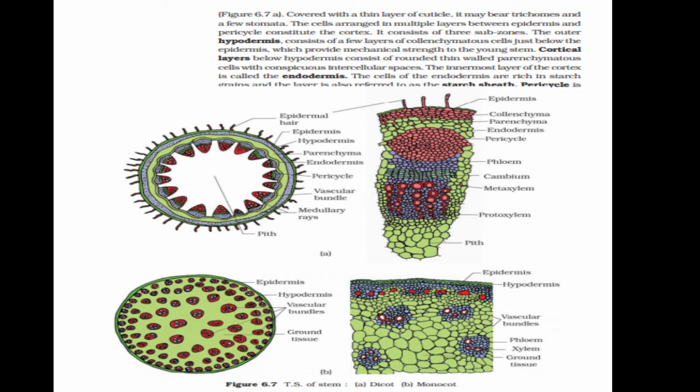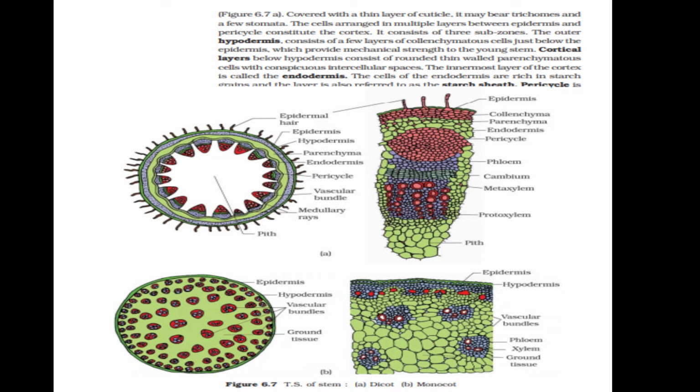The innermost layer of the cortex is called the endodermis. The cells of the endodermis are rich in starch grains, and the layer is also referred to as the starch sheath. Pericycle is present on the inner side of the endodermis, and above the phloem in the form of semilunar patches of sclerenchyma. In between the vascular bundles there are a few layers of radially placed parenchymatous cells, which constitute medullary rays. A large number of vascular bundles are arranged in a ring. The ring arrangement of vascular bundles is a characteristic of dicot stem.